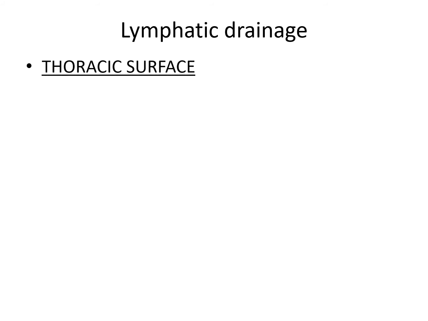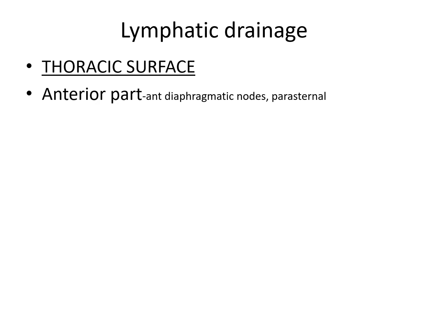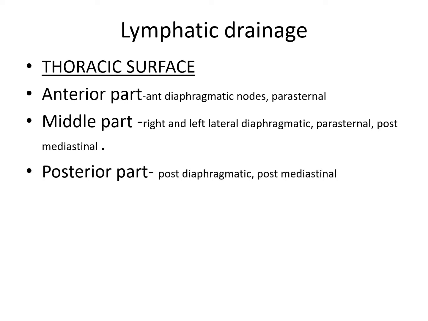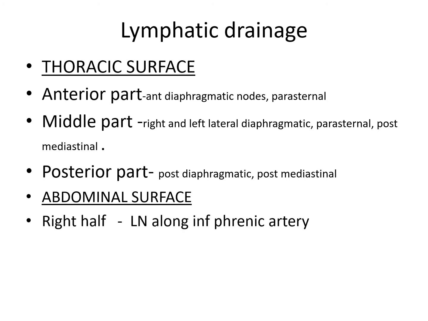Then coming to the lymphatic drainage, thoracic surface, anterior part is by the anterior diaphragmatic nodes and parasternal nodes. Then the middle part of the thoracic surface by right and left lateral diaphragmatic, parasternal and posterior mediastinal nodes. Posterior part is by the posterior diaphragmatic nodes and posterior mediastinal nodes. Then on the abdominal surface, the lymphatic drainage of the right half is by the lymph nodes along the inferior phrenic artery and the left half by pre-aortic nodes.